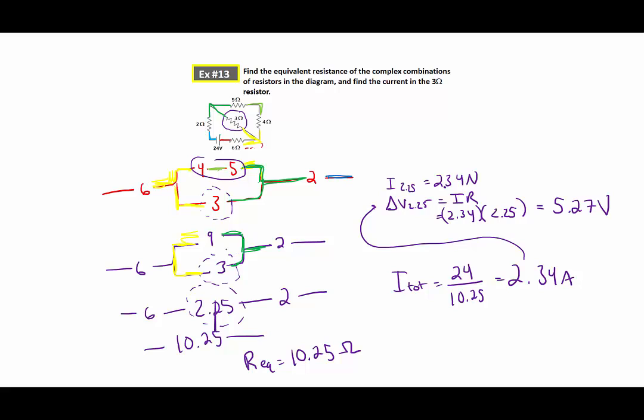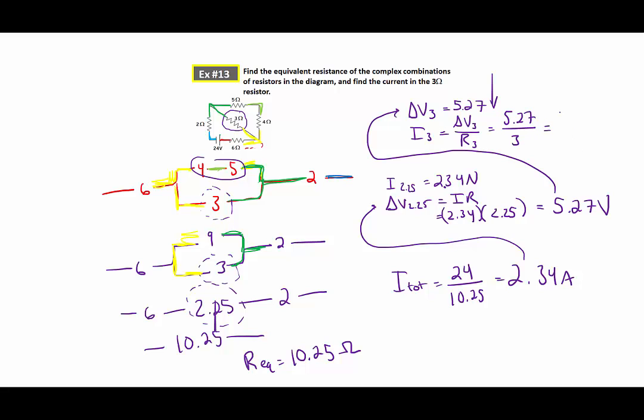And so now that I know the voltage across that 3 ohm resistor, I can find the current. Okay, so the voltage across the 3 ohm resistor is equal to 5.27 volts. And then to find the current going through that little guy, I can take the voltage at the 3 ohm resistor and the resistance there, and that's going to be 5.27 divided by 3, and we're going to get that 1.76 amps is going to be flowing through, not newtons, it's going to be flowing through just the 3 ohm resistor.